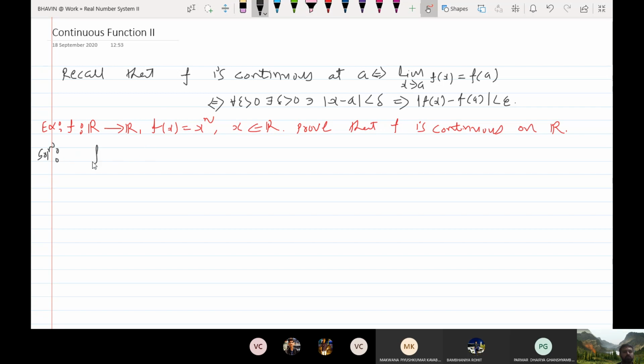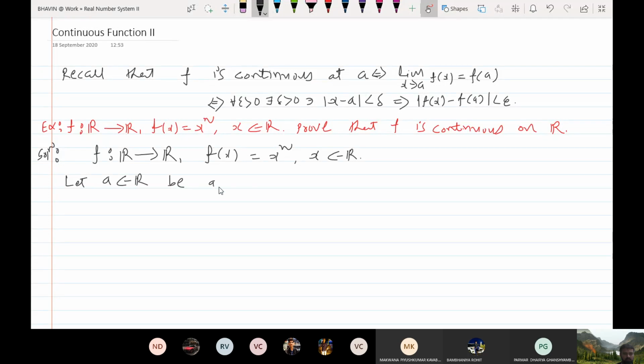So, see, f is a mapping from R to R and f(x) is defined as x raised to n, where x belongs to R. I want to show that f is continuous on R. Therefore I should show that f is continuous at every point of R. So let me take one point a from the set of real numbers R.